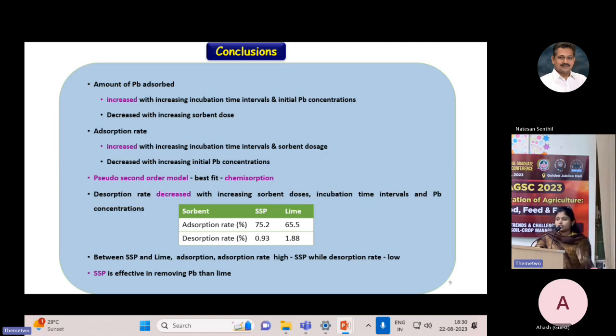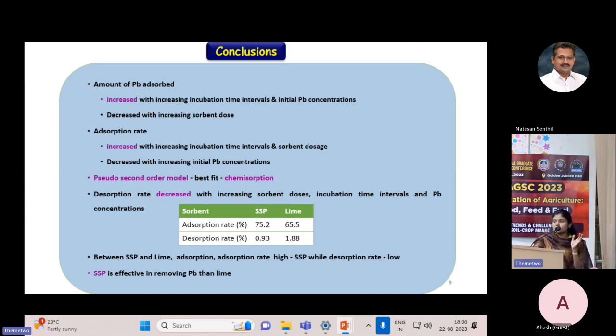Moving on to the conclusion, we can see that the amount of lead adsorbed increased with incubation time intervals and initial lead concentration, whereas it decreases with sorbent dosage, and the adsorption rate increased with incubation time interval and sorbent dosage and decreased with initial lead concentration. The pseudo second order model is the dominating model.